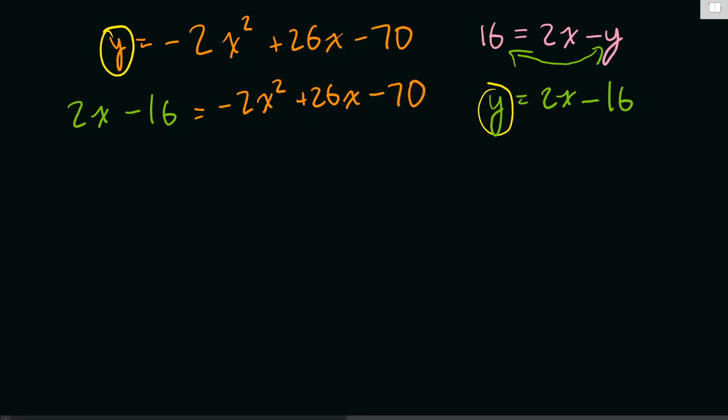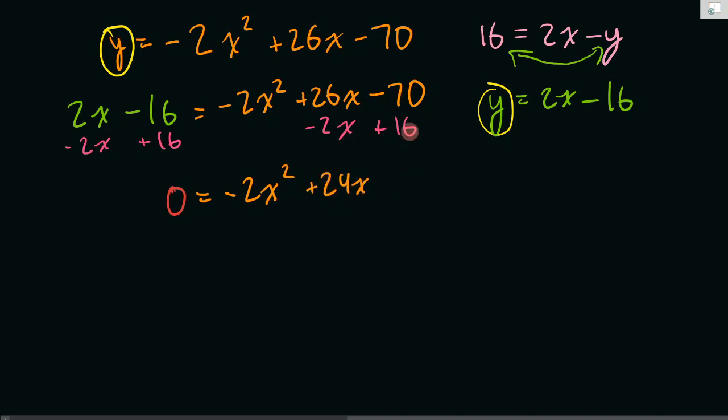So when we're solving, you want to set it equal to 0 on one of your sides. In this case, the left-hand side is easier. So let's take away 2x. Let's add 16. And so this is negative 2x squared plus 24x. So we take that away, that's going to be 60. 60 minus 6 is 54. So negative 54.